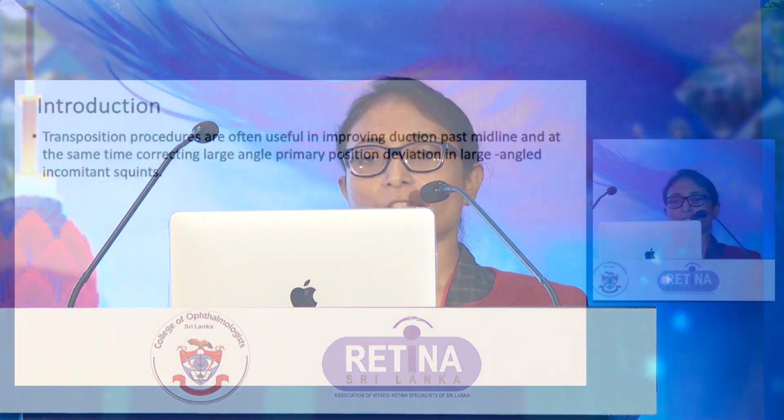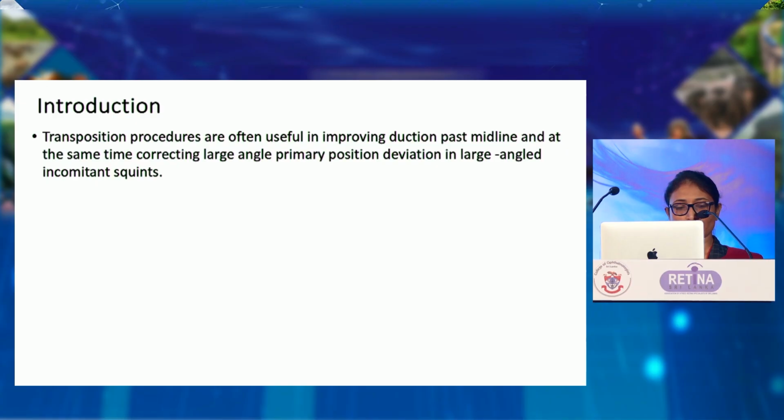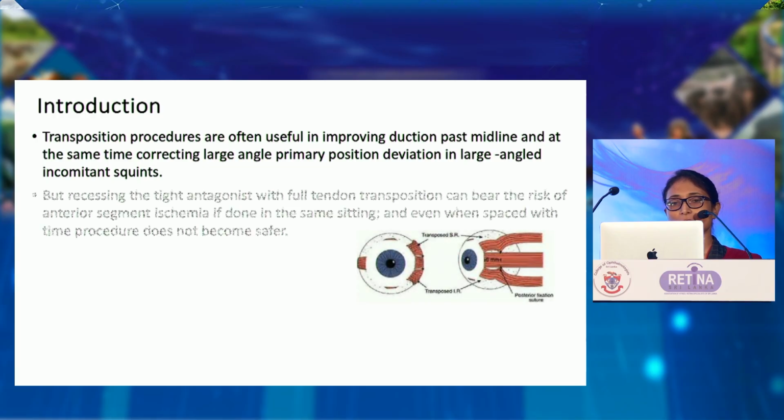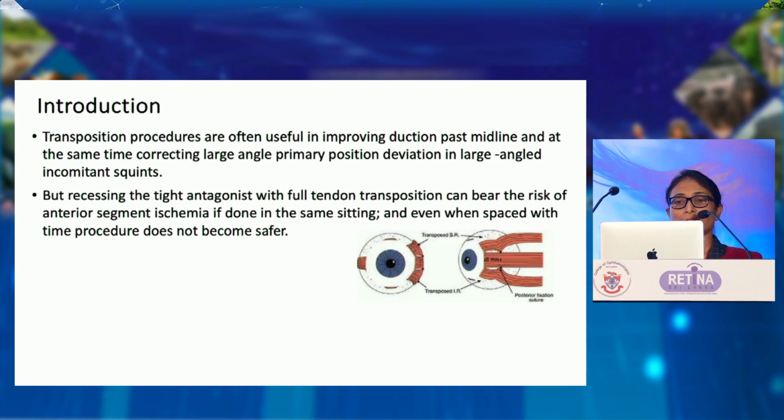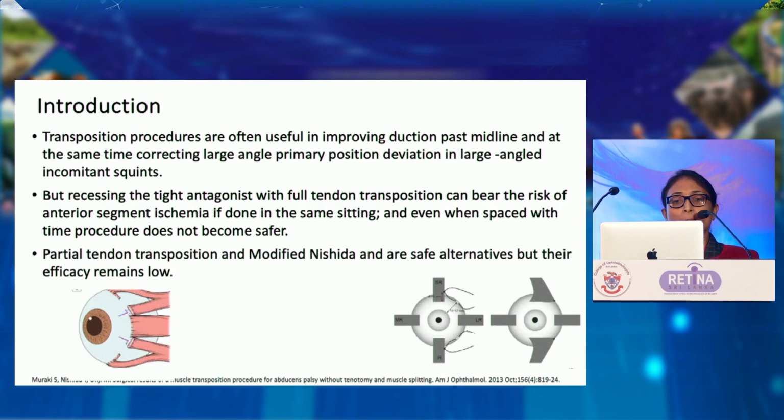To begin with, transposition procedures are often useful in improving ductions past midline and at the same time correcting large angle primary position deviation in large angle concomitant strabismus. But recessing the tight antagonist with full tendon transposition can bear the risk of anterior segment ischemia if done in the same sitting and even when spaced with time. So partial tendon transposition and modified Nishida are the safer and popular alternatives, but efficacy remains low.